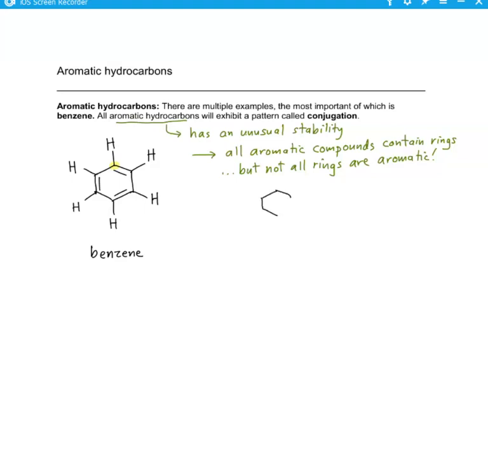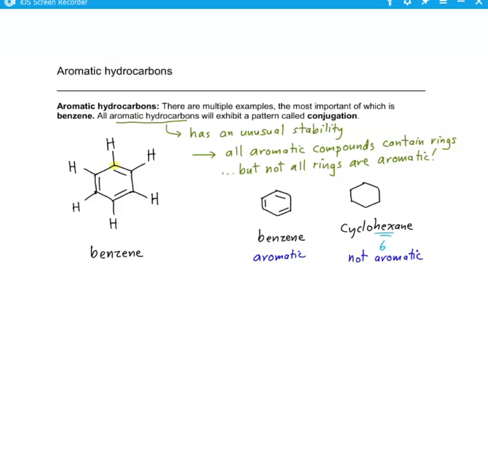So for example, here's benzene. That's a 6-membered ring, so 6 carbons. But here's another 6-membered ring made up of carbons. This is called cyclohexane. So hex meaning 6. Cyclohexane is not aromatic. So benzene is aromatic. Cyclohexane is not aromatic. So in terms of recognizing aromatic compounds, you really just want to focus on benzene.